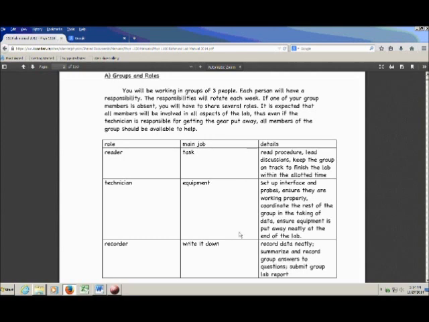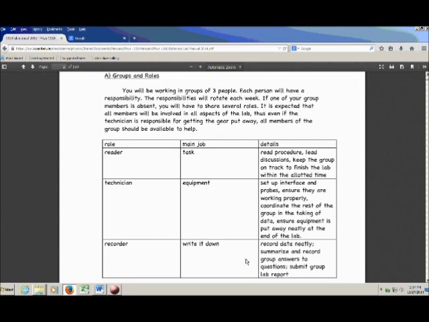The technician's job is to set up things, make sure the equipment's working the way it's supposed to, and coordinate with everybody else for taking the data. Again, everybody in the group should help with putting the equipment together and making sure you get good data, but the technician's the one who's sort of in charge of this.